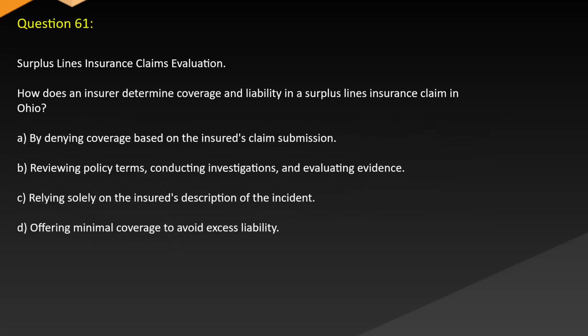3901-154. Question 61. Surplus lines insurance claims evaluation. How does an insurer determine coverage and liability in a surplus lines insurance claim in Ohio? A. By denying coverage based on the insured's claim submission. B. Reviewing policy terms, conducting investigations, and evaluating evidence. C. Relying solely on the insured's description of the incident. D. Offering minimal coverage to avoid excess liability.